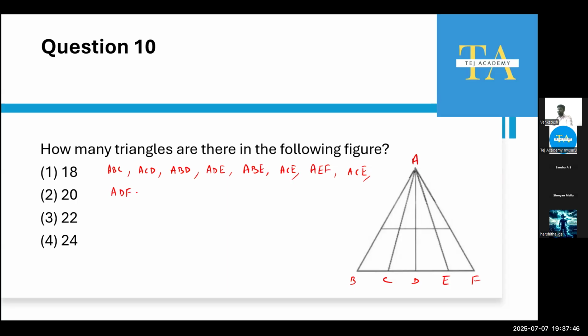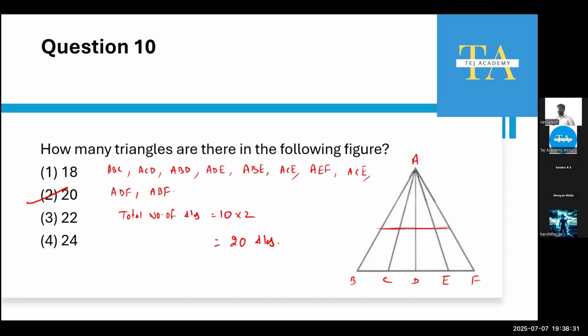Now count it. How many triangles are there? 1, 2, 3, 4, 5, 6, 7, 8, 9: ABC, ACD, ABD, ADE, ABE, ACE, AEF, and ABF. Okay, so the total number of triangles we got is 10. So here one line is there, multiply into 2, so total 20 triangles we get. So option 2 is the correct answer. Yes, please.